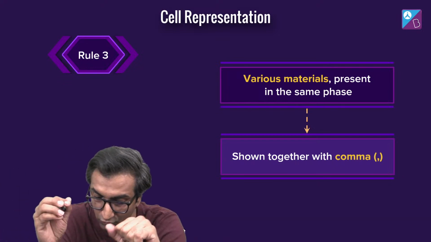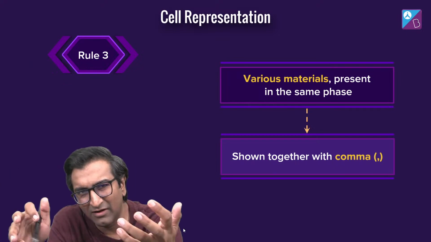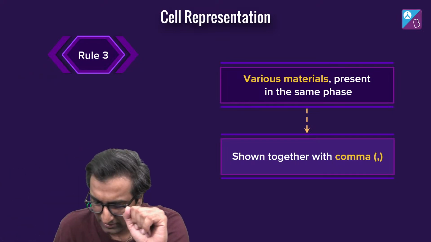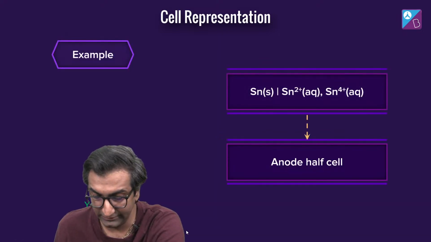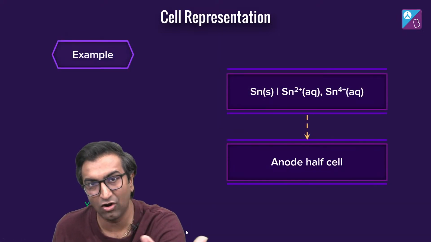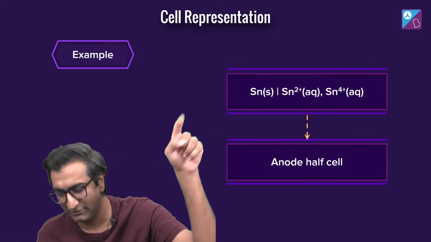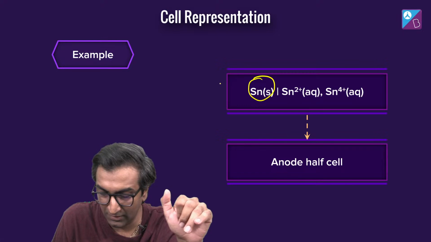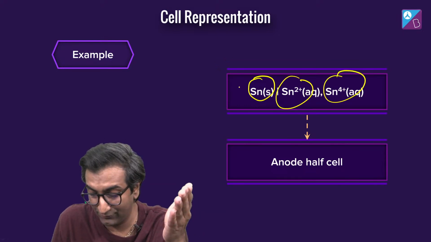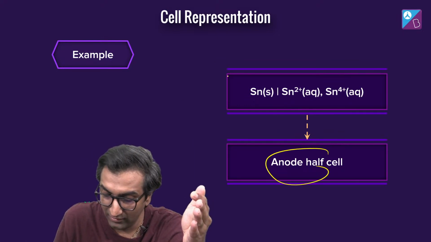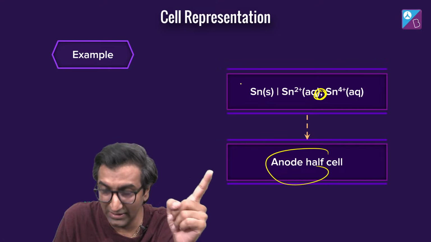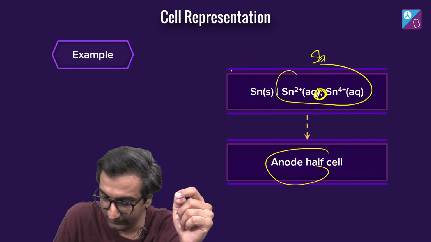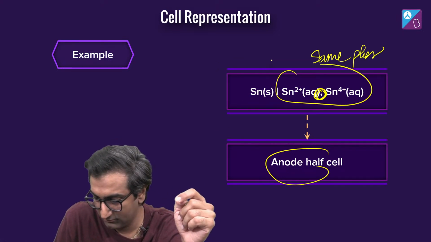Cool. If you have more than one material in the same phase, you separate with comma. इसका क्या मतलब हुआ? See, this is the example of a special kind of half cell. We'll look at the different kinds of half cells soon after this. Maybe I've got एक solid. उसके बाद मेरे पास दो different types क्या होंगे? Two different types of ions. I will separate them with a comma, which means that they are in the same phase. That's it. All right, sweet.